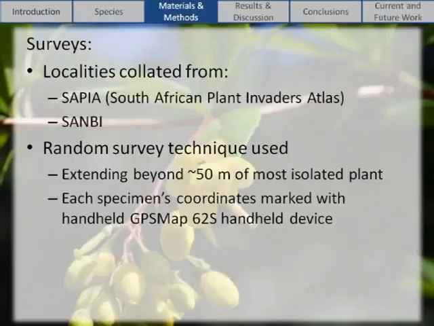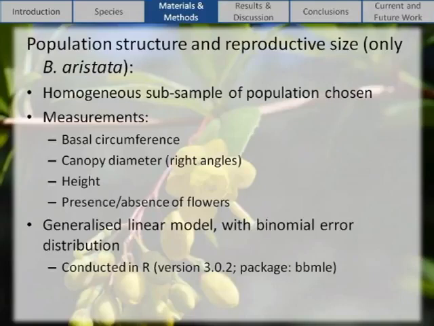So for my materials and methods, I conducted surveys for which I got the localities from SAPIA and from SANBI. I used a survey technique which extended beyond 50 meters of the most isolated plant, and I GPSed every specimen. Population structure and reproductive size, this I only did for Berberis aristata as of yet, because I initially only surveyed Berberis julianae by GPSing them. So I'm waiting for the flower season this year, and I'm going to do exactly the same for that.